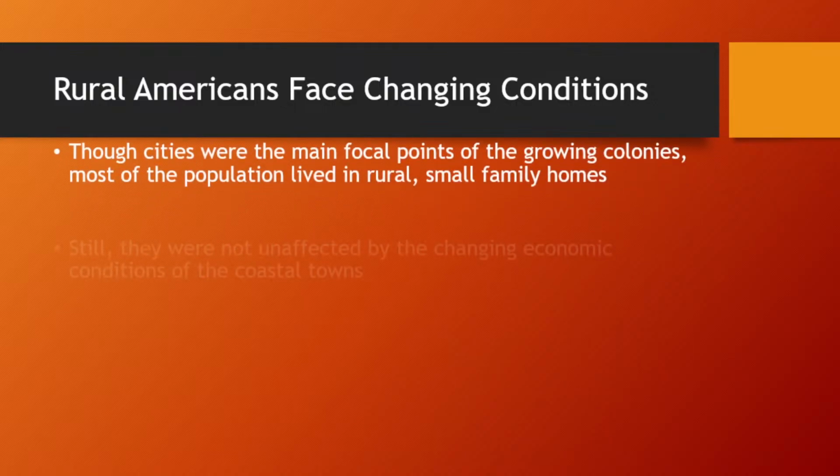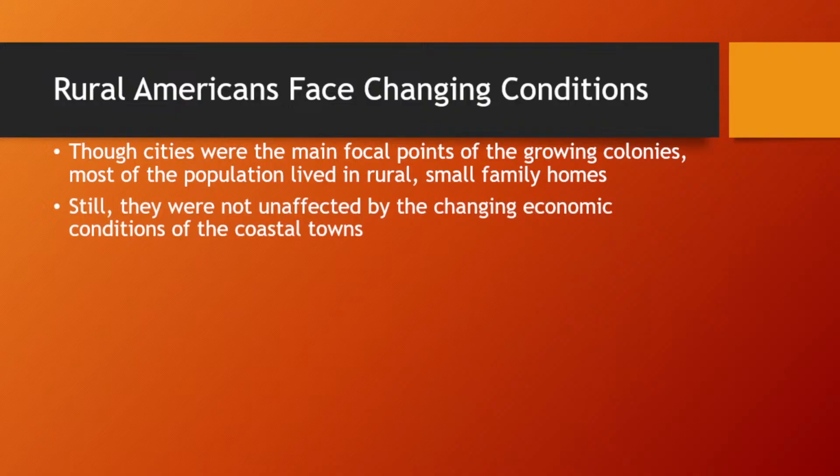So, as we mentioned, cities were the main focal point of the colonies, but most people lived out in the countryside in little small family homes. Now again, the countryside, or even the frontier, as I might call it, was a few miles inland at the most. It wasn't even near the Appalachians for the most part. It was just a little bit inland on the eastern states.